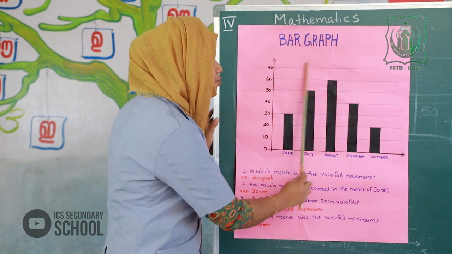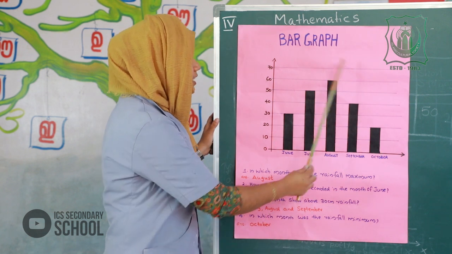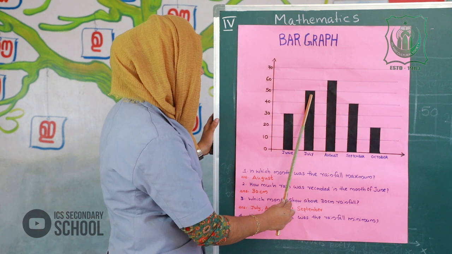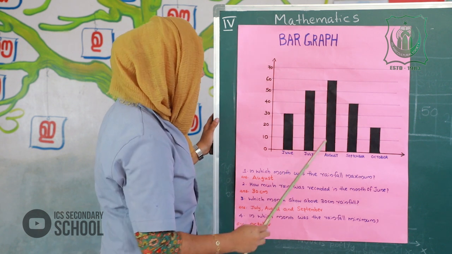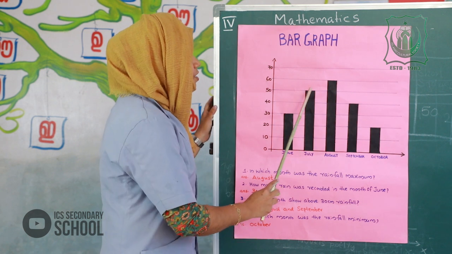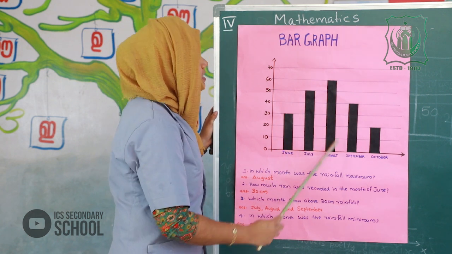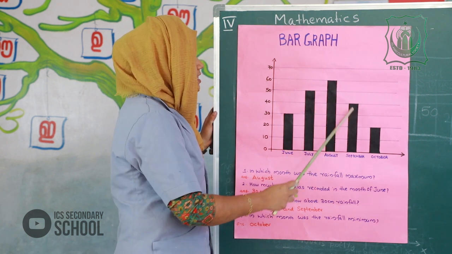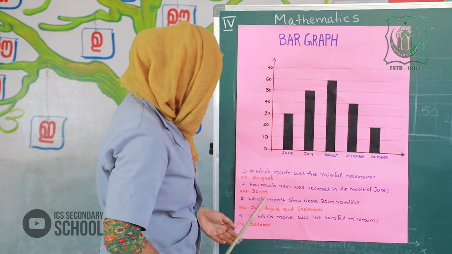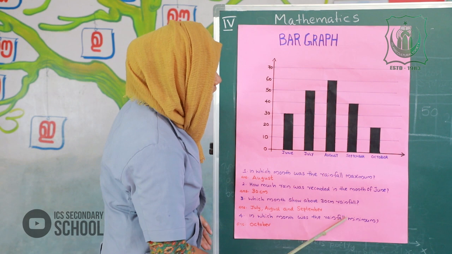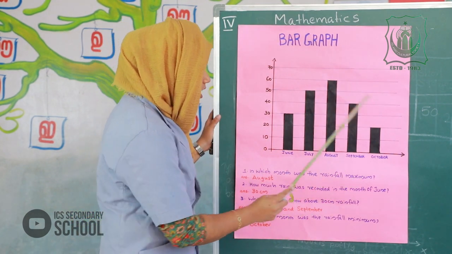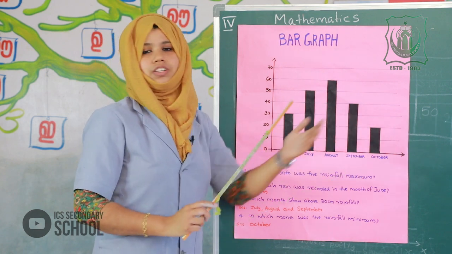Third question is, which months show above 30 centimeter rainfall? You have to find the months above 30. Yes, it is July, August and September. July 50 centimeter, August 60 centimeter, September 40 centimeter. And the last question is, in which month was the rainfall minimum? The minimum rainfall is in October, and that is 20.